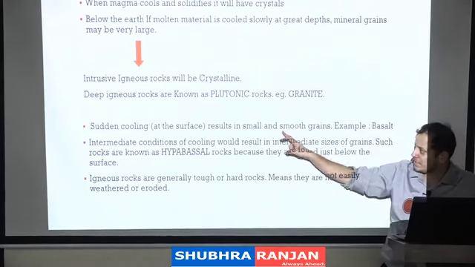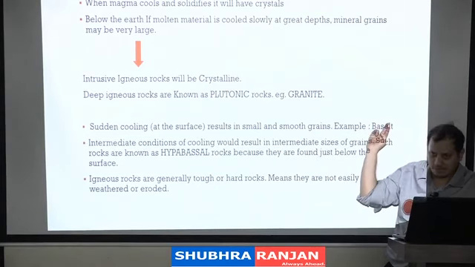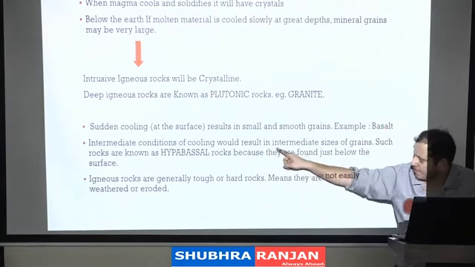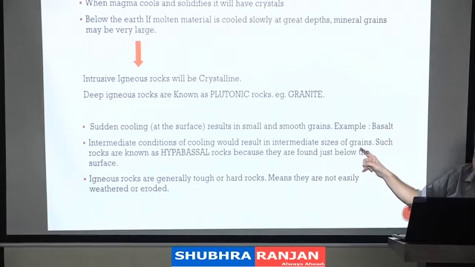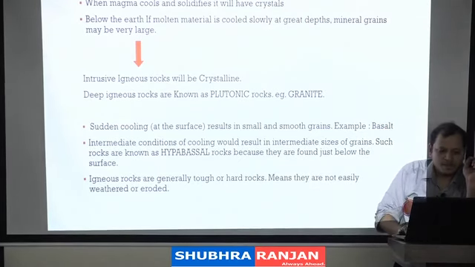Sudden cooling at the surface results into small and smooth grains. Example is basalt. Intermediate cooling would result into intermediate size of the grains. Such rocks are known as hypabyssal. They are not easily eroded or weathered. Fine with this?